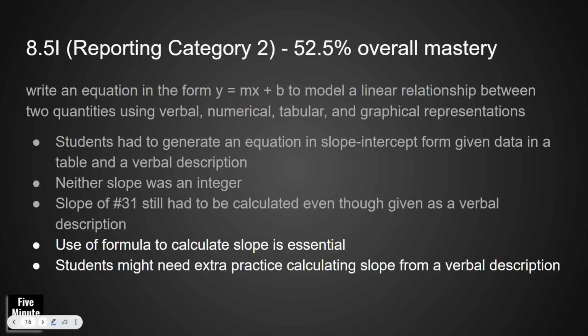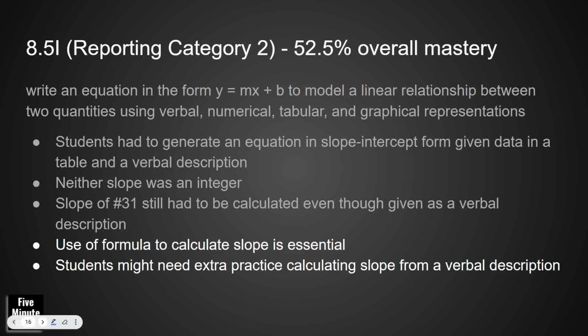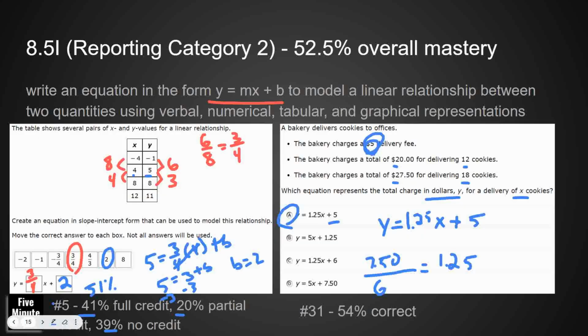So what do we have to do? Well, in the first one, we had to generate an equation in slope-intercept form, given data in a table. In the second one, we had to do the same thing, but it was given in a verbal description. Neither slope was an integer, so at 8th grade, we have calculators, which means we're going to have slopes that are fractions. We're going to have slopes that are decimals. And the slope still had to be calculated, even though given as a verbal description. If we really focused in on that, we necessarily didn't need to calculate it, but calculating slope from a verbal description is a little bit more difficult.